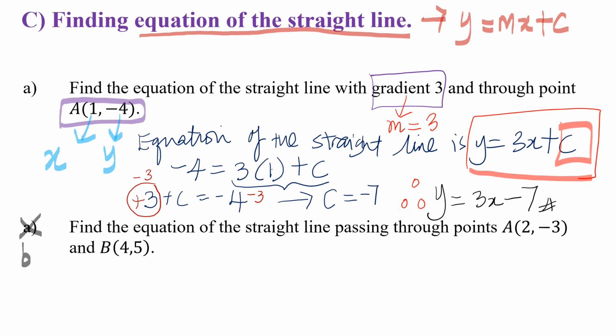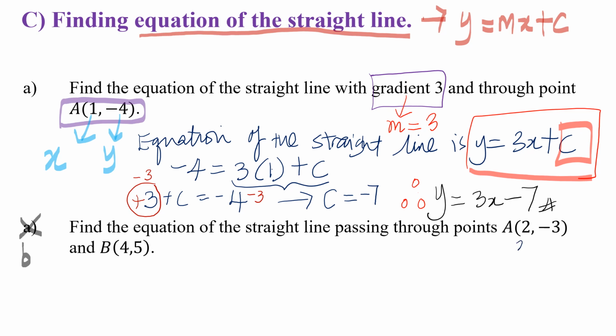Okay, part B is slightly different. Why is part B slightly different? Because you're not given the gradient. Because you're not given the gradient, you have to go and find the gradient yourself. That is what we have learned earlier on, right? Given 2 points, you can just find the gradient yourself, right?